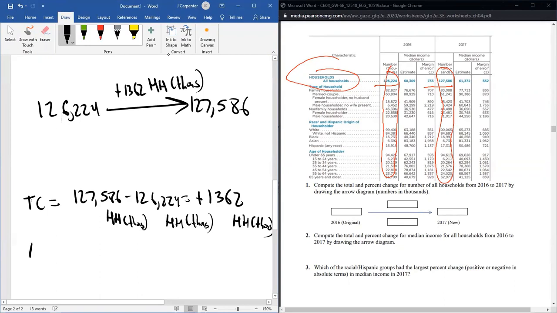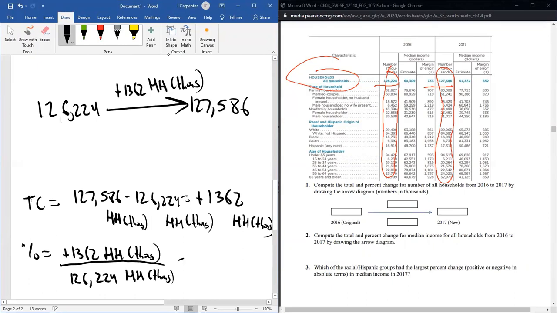The percent change, so is that a lot or a little? Let's think about this relative to how many we previously had. So we take the total change and divide it by the original. The total change being that plus 1,362 households in thousands. And let's divide that by, basically we're scaling it to the original, which was the 126,224 households in thousands. And again, I'm going to ask you to plug this into your calculator, but you'll get something like 0.0108, and that's a positive number.